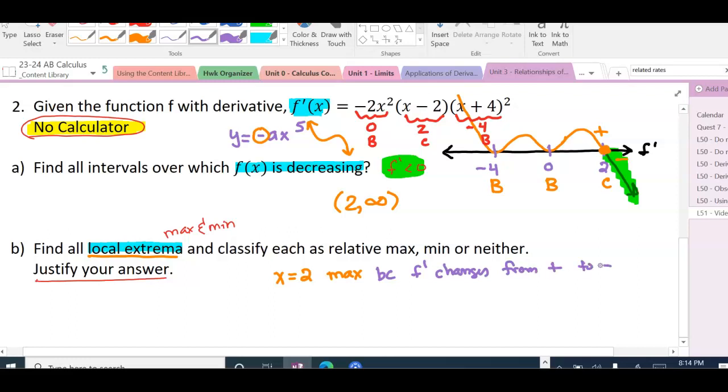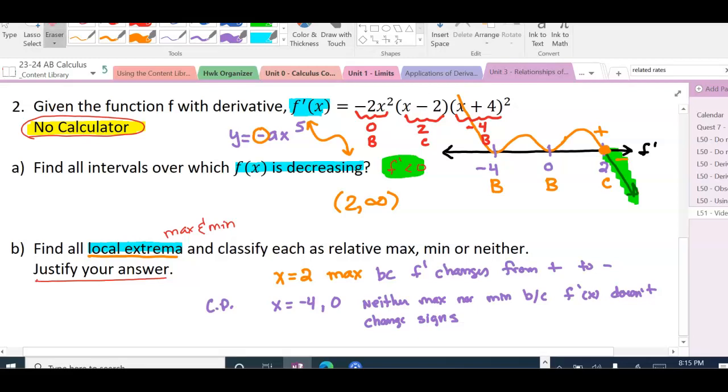positive to negative. Well, we also had critical points, some more vocabulary. Critical points at x equals negative 4 and 0, but these are neither max nor min. Justification because f prime of x doesn't change signs. So that would be the reason. Now, we've got all those reasons. We don't have to redo that.